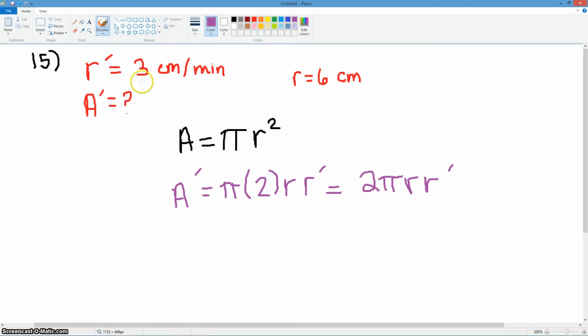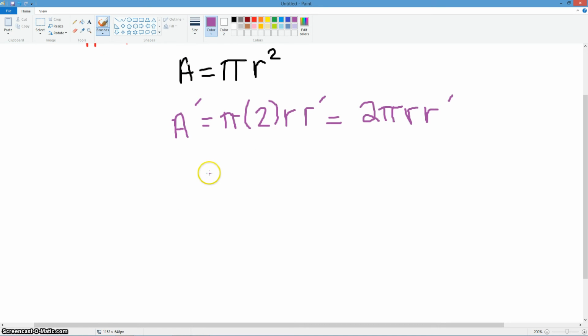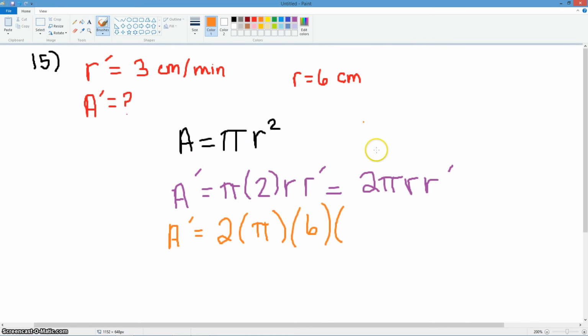All right. Is the variable that we are looking for already isolated? So we're looking for A prime. Is it already by itself? It is. So all we have to do now is substitute. So let's do that. So we have A prime is equal to 2 times pi times r, which was or is 6, times r prime, which is 3.